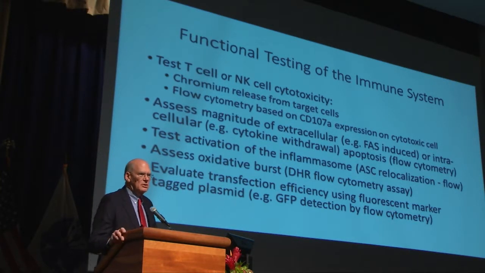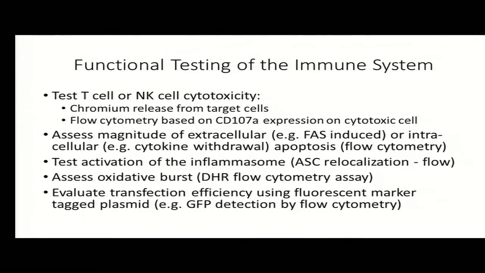There's a disease called autoimmune lymphoproliferative syndrome in which this is clearly abnormal. There's some other disorders in which the intrinsic pathway is abnormal. You've heard about the inflammasome. There's actually a flow method that can look at ASC relocalization. One can evaluate, if you're interested in looking at the effect of a gene.